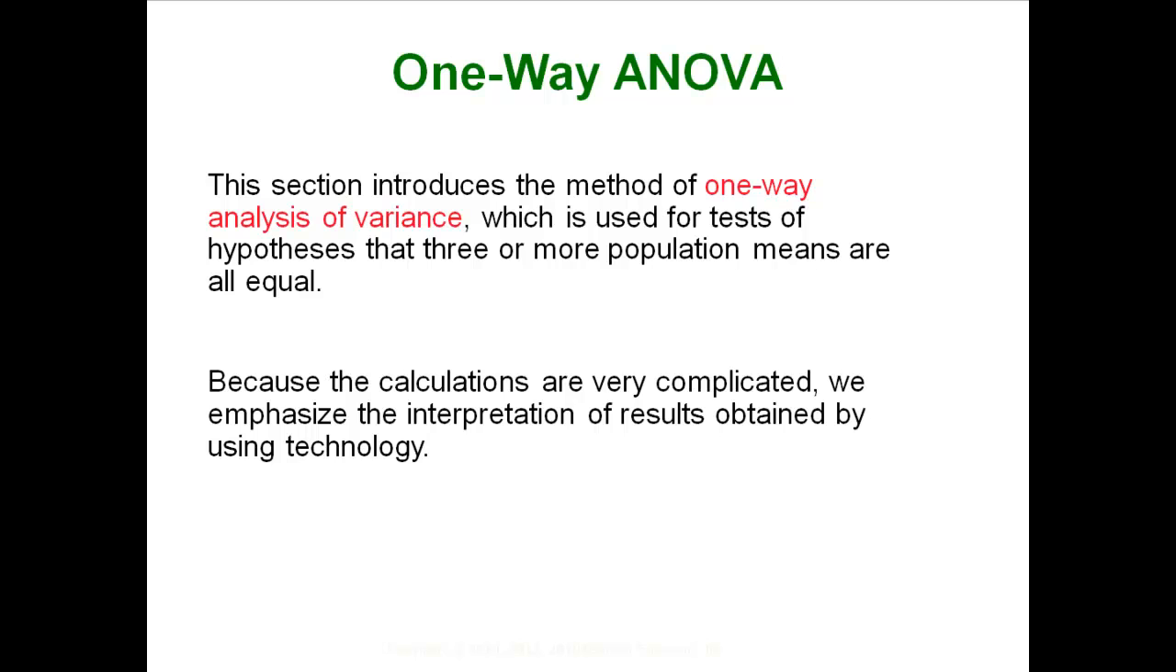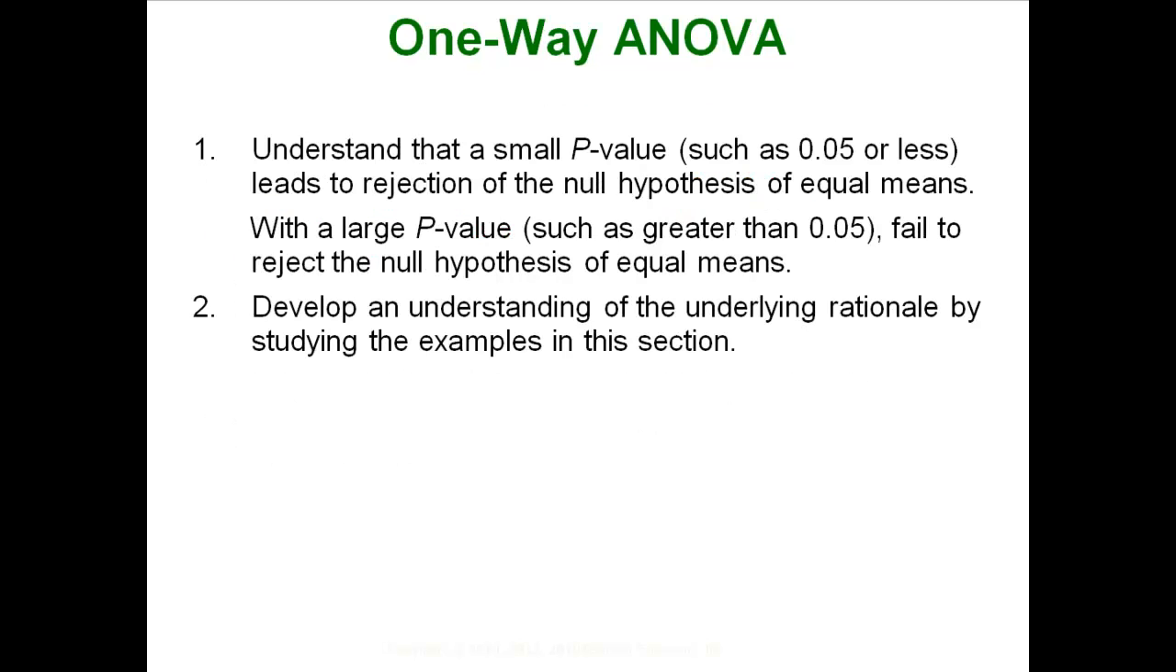When we're doing a one-way ANOVA, we're testing the hypothesis that three or more population means are all equal. And because the calculations are extremely complicated, we're really just going to use technology and look at how to get answers out of technology. Just like before, small p-values mean that we're going to reject the null hypothesis, and a large p-value means we fail to reject.